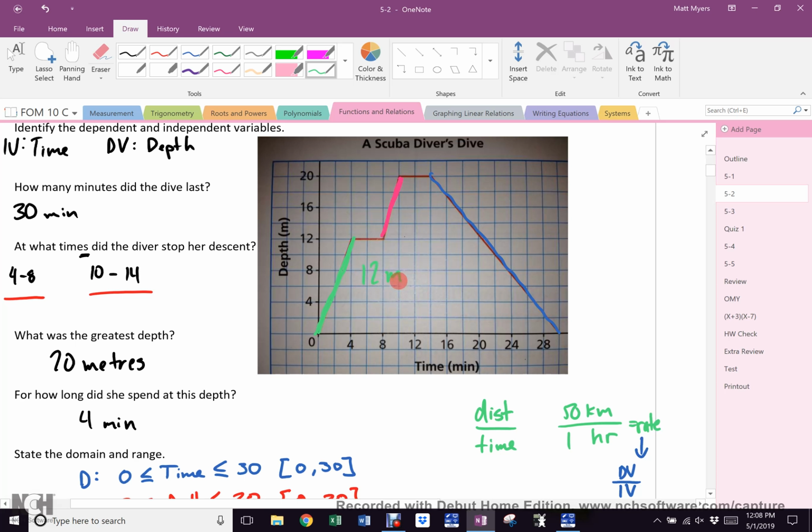12 meters in what? 4 minutes. Do we agree? Would we ever give a rate like that? Do I say I drive 500 kilometers per 10 hours? What unit do we have? What number do we put on the bottom of a rate? 1. So I need this to be 1. So I divided that by 4. So it is 3 meters per minute.